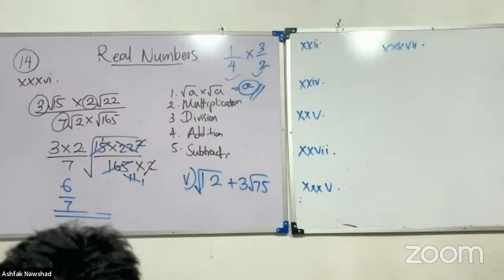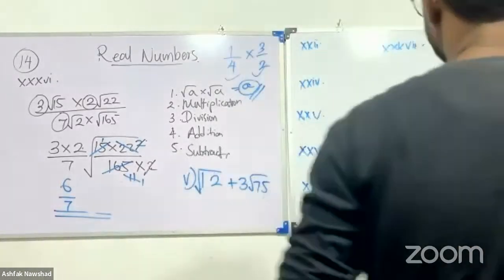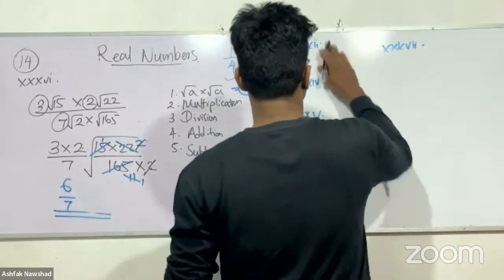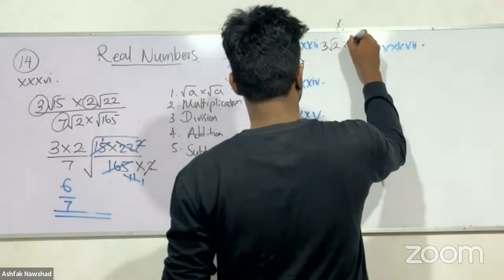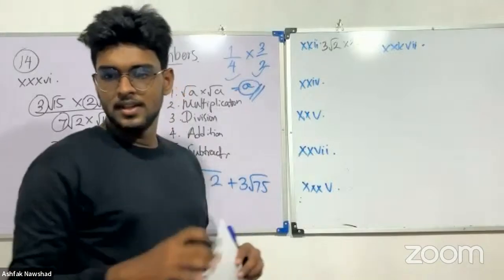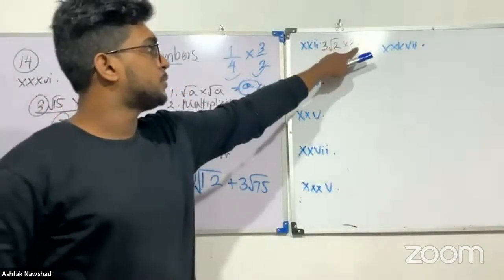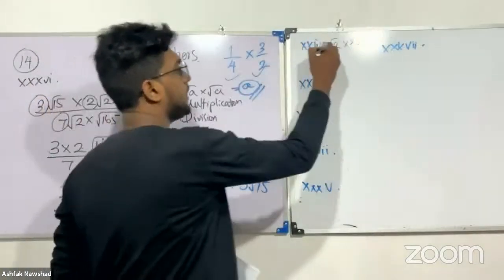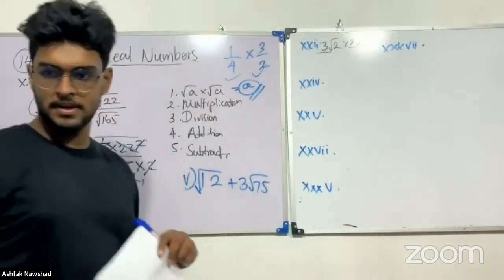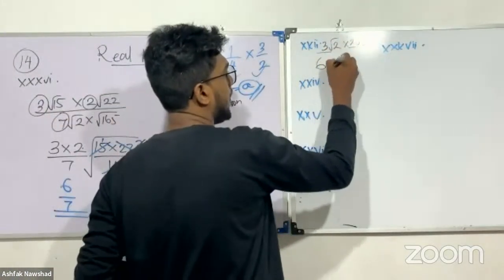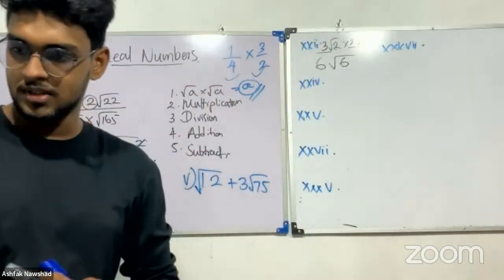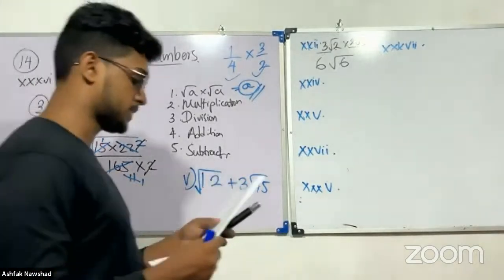Let's see. Question number 22, right? Let's start with 22. That is 3 root 2 times 2 root 3. So here we multiply the whole numbers separately and we multiply the surds separately. 3 times 2 is 6 and inside 2 times 3 is also 6. So the answer is 6 root 6. That's the answer for the first question.